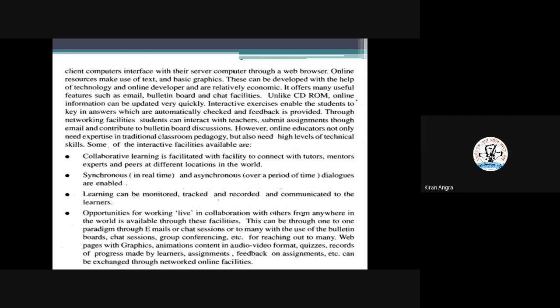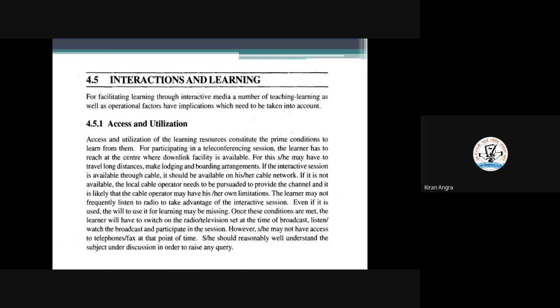So media are being created, and now you are taking interaction and learning. You could understand these are the media for interactivity. Now, how you facilitate your learning through this interactive media has some implications. उसमें कुछ implications भी हैं, और वो क्या क्या implications हैं.